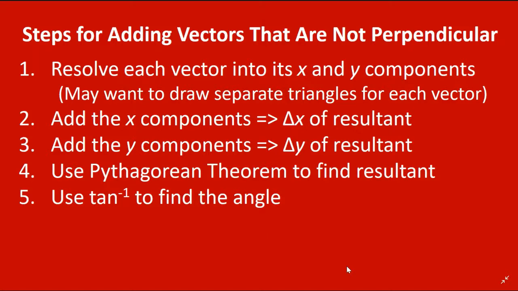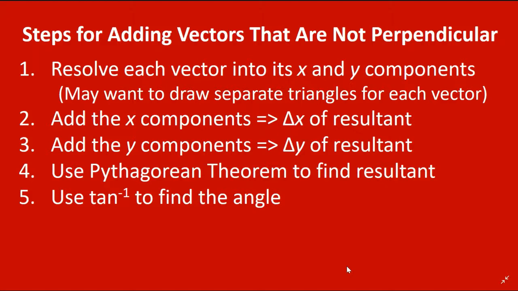And you can do this for any number of vectors that you're adding. It doesn't have to be just 2, it could be 3, 4, or as many as you have. So the first thing you want to do is resolve each of the vectors into its x and y components. Sometimes the vector is along an x-axis or a y-axis, in which case there only is an x and a y component.